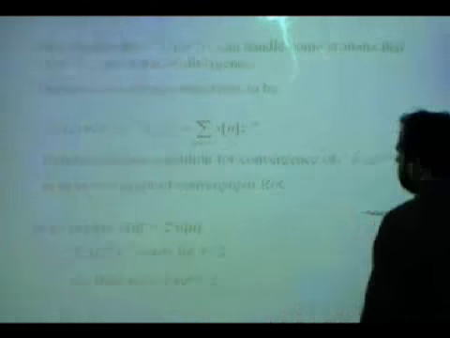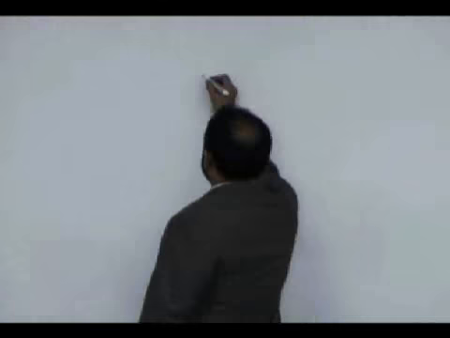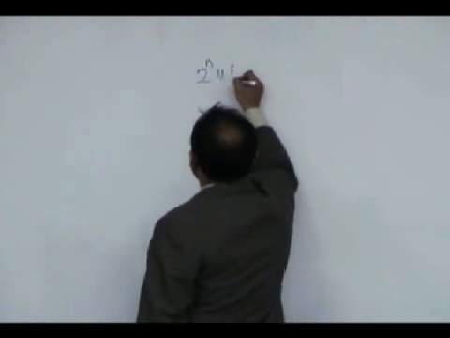The formula is X of z equals the sum of x of n times z to the power minus n. This is the Z transform. Example: let's say I ask you to find the Z transform of 2 to the power n u of n.